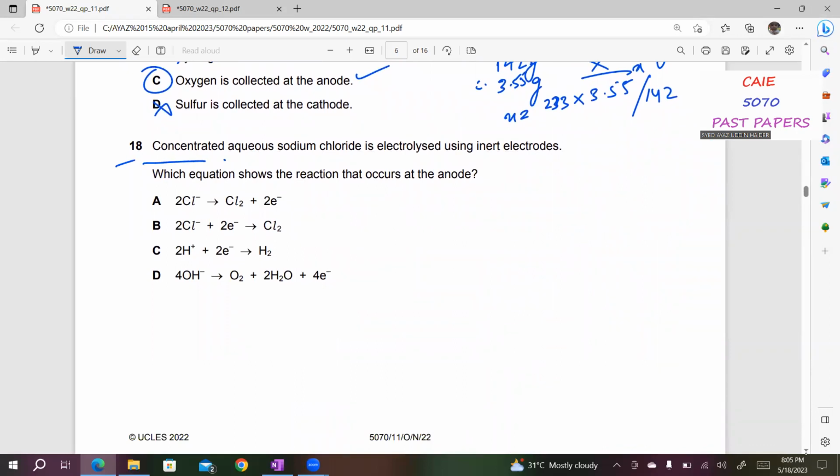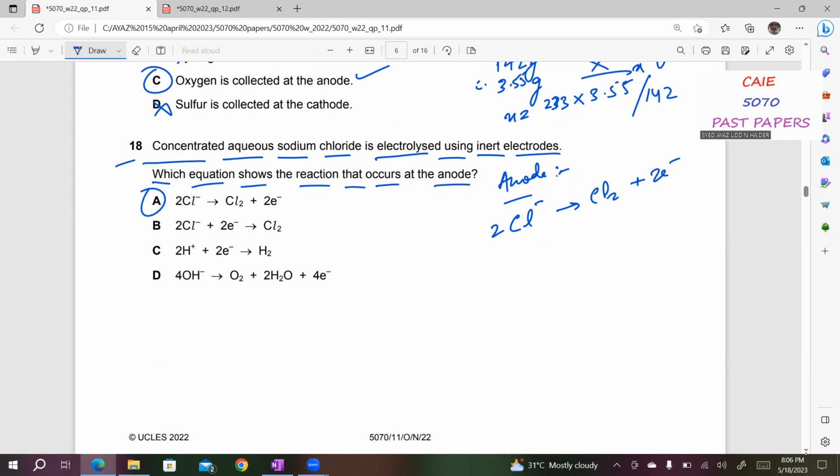18. Concentrated aqueous sodium chloride is electrolyzed using inert electrodes. Which equation shows a reaction that occurs at the anode? At anode, we will get chlorine gas, and the equation will be this. Cl minus gives Cl2 plus 2 electrons. So we have only one choice here which is correct, that is A. Other choices are wrong.